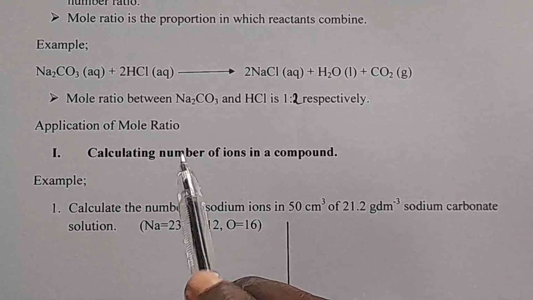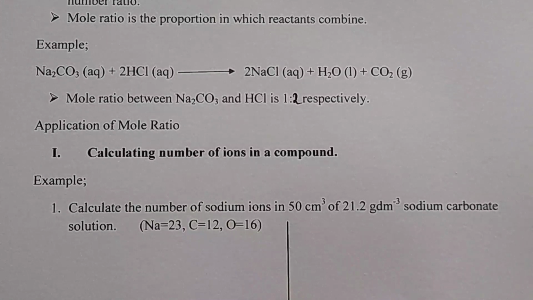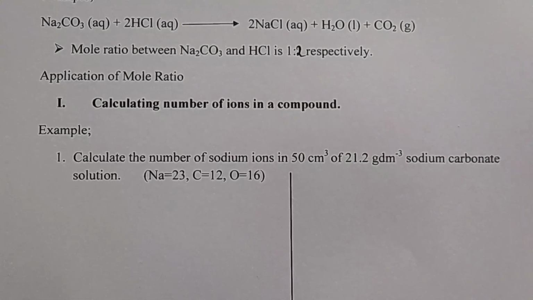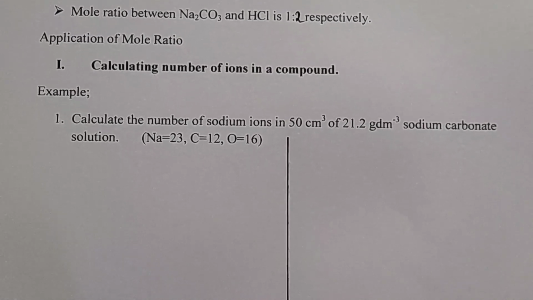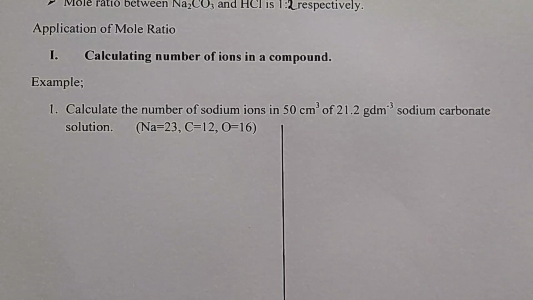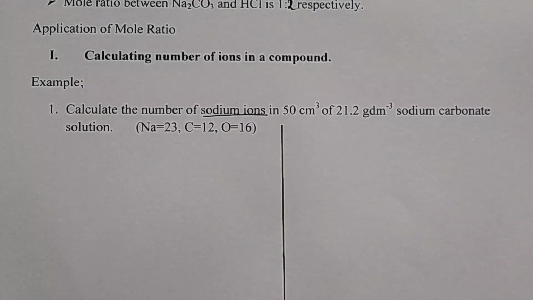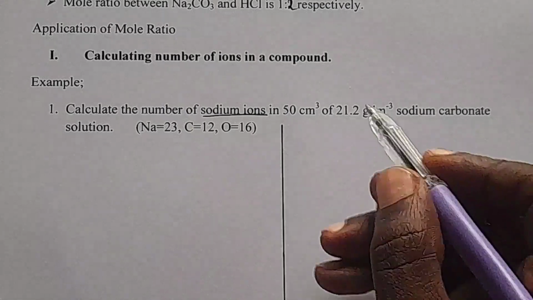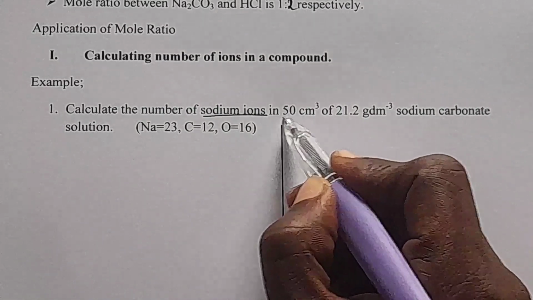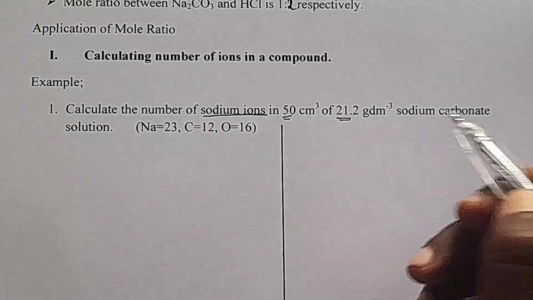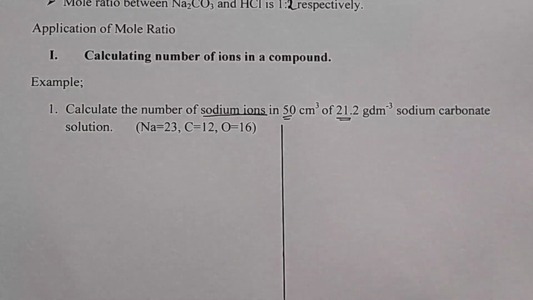The first one we're going to start with is calculating the number of ions in a compound. For example, example 1. We have a question: calculate the number of sodium ions in 50 centimeter cube of 21.2 gram per decimeter cube sodium carbonate solution. So here we are given the volume and also the concentration of sodium carbonate in gram per decimeter cube.